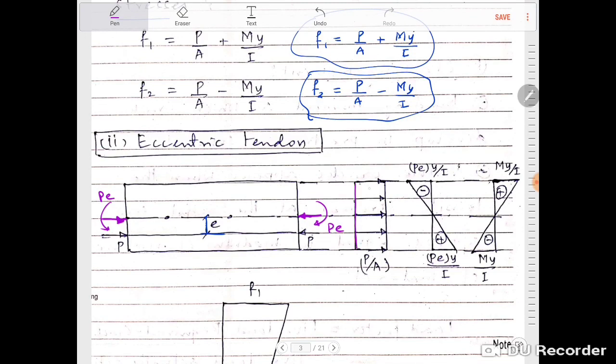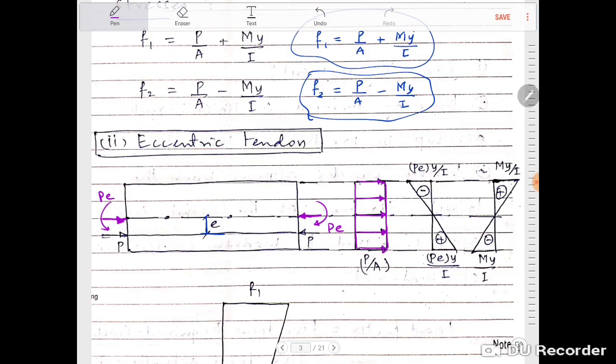So for concentric force, obviously we will have what? We will have this kind of a situation, normal stresses, and these normal stresses are the same throughout the member, or the same throughout the depth of the section.